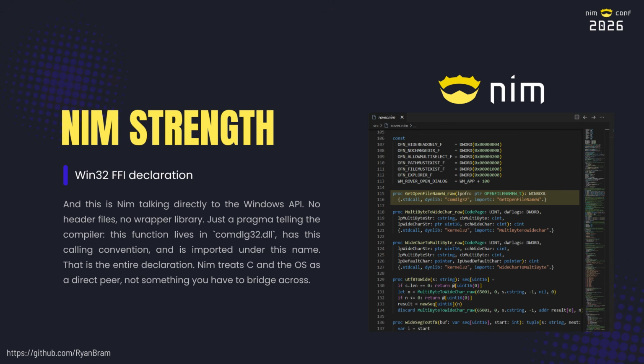And this is Nim talking directly to the Windows API. No header files, no wrapper library, just a pragma telling the compiler this function lives in comdlg32.dll, has this calling convention, and is imported under this name. That is the entire declaration. Nim treats C and the OS as a direct peer, not something you have to bridge across.